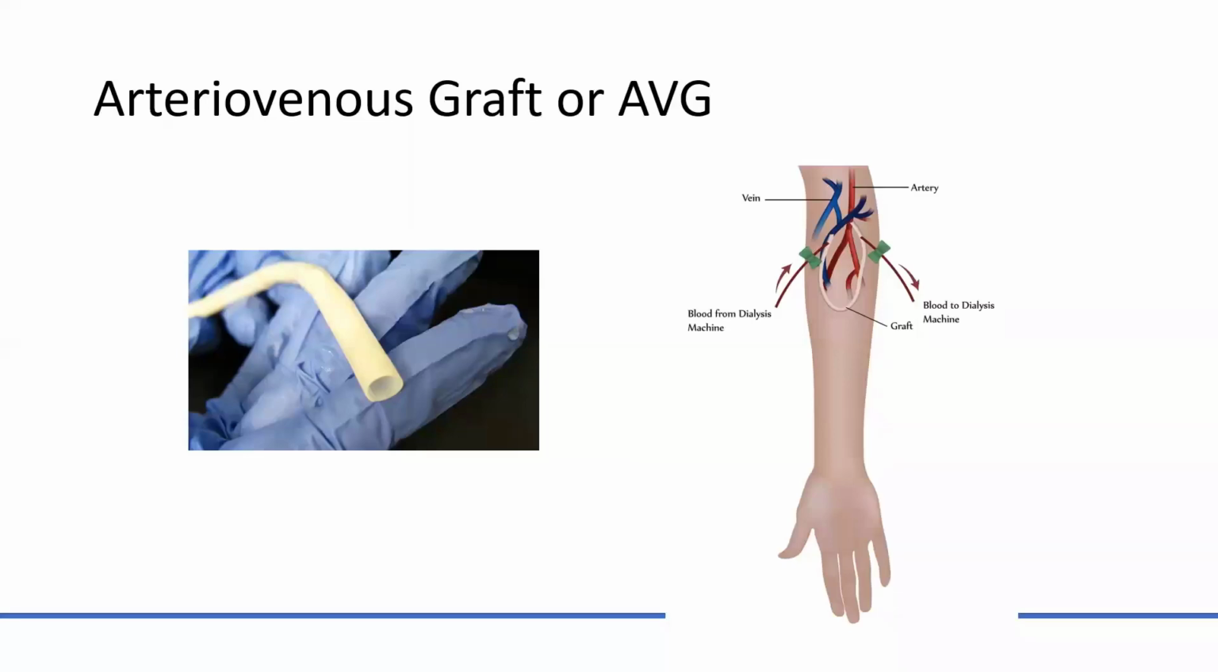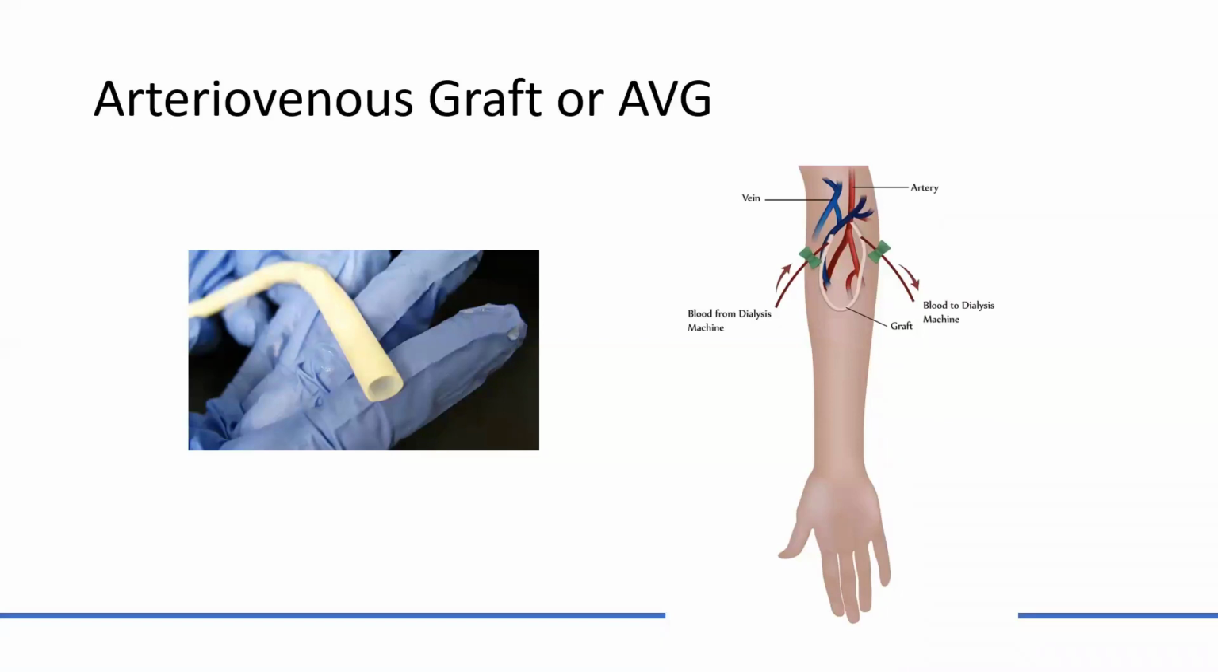Sometimes people don't have very good blood vessels. And so if we can't do an AVF, then the next option is an arteriovenous graft. And on your left-hand side, you see the plastic tube that's actually put under your skin and attaches the vein and the artery, usually in your elbow. So that will give us access for dialysis.